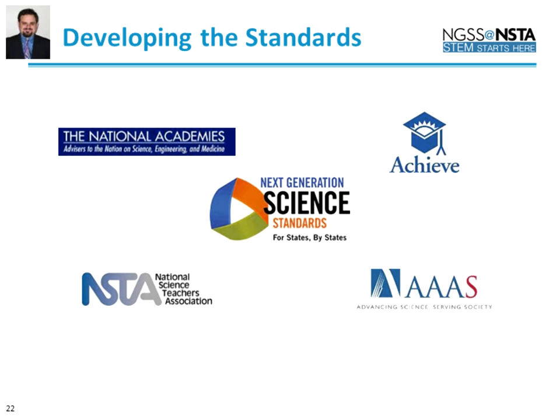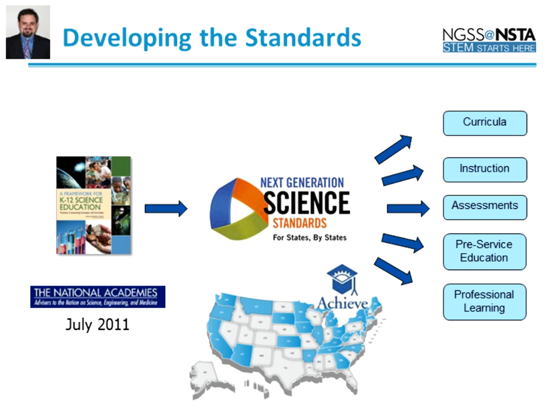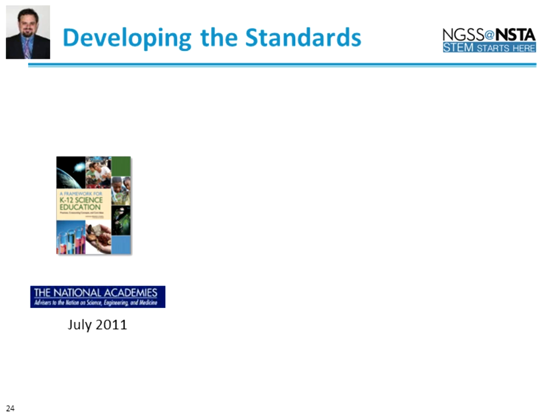Four organizations were involved in putting together the standards. You've got the National Academy of Sciences, Achieve, the American Association for the Advancement of Science, and of course, my favorite, the National Science Teachers Association. Yay, go NSTA. There's a two-step process that went along in developing the standards, and you should be aware of this piece. The first part is the framework for K-12 science education, which was released by the National Academies in July of 2011. There's the standards themselves. And those different pieces here lead to the development of curriculum, instruction, assessment, pre-service, and professional learning. All of these things here are affected by the standards.